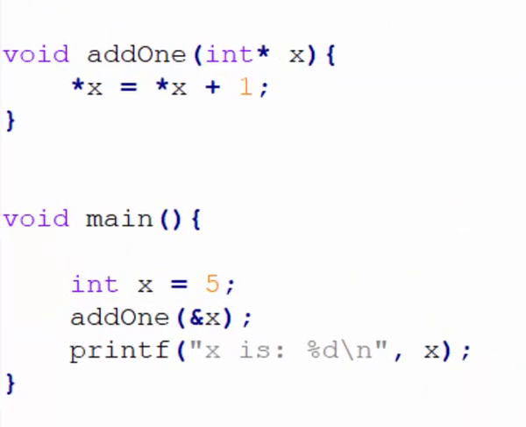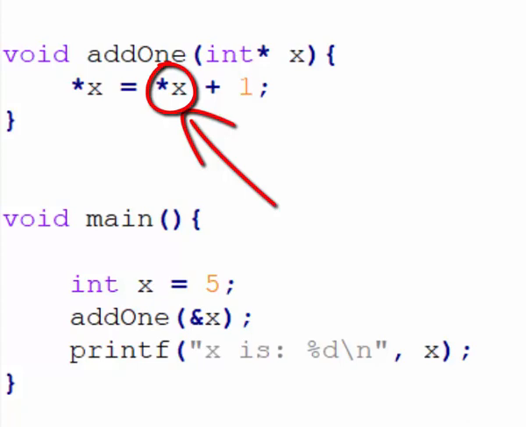Going to that add1 example that we were looking at previously, the big difference here is notice that x in the add1 function is an integer pointer, a different data type. We are using the dereference operator when we are using x, meaning go to the memory location that x points to and operate on that location.